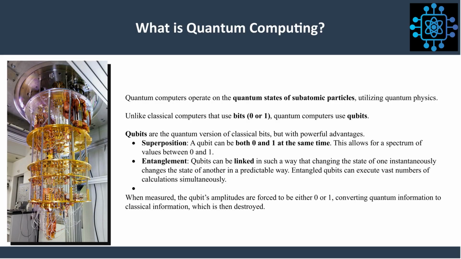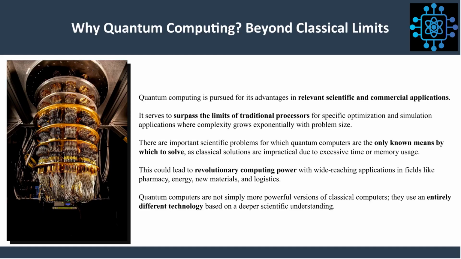Quantum computing leverages the quantum states of subatomic particles, using qubits instead of classical bits. Qubits exhibit superposition, existing as both 0 and 1 simultaneously, and entanglement, where the state of one qubit affects another. These properties enable quantum computers to perform numerous calculations at once, though measurement collapses qubits to classical states, erasing quantum information.